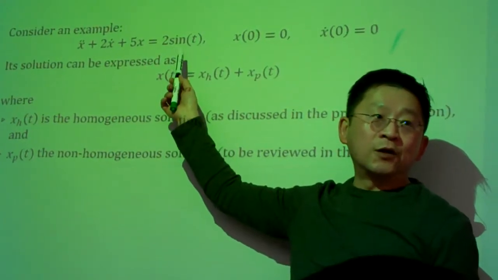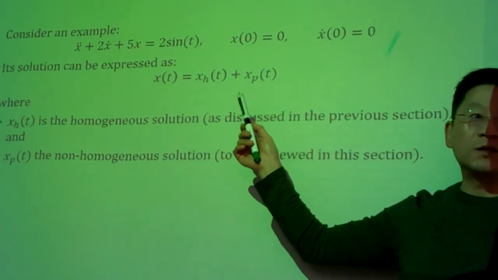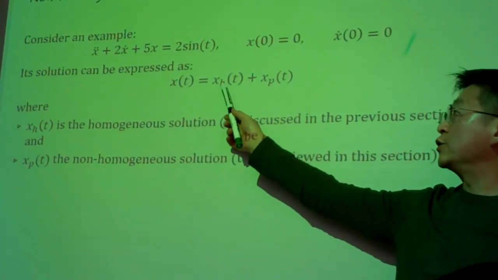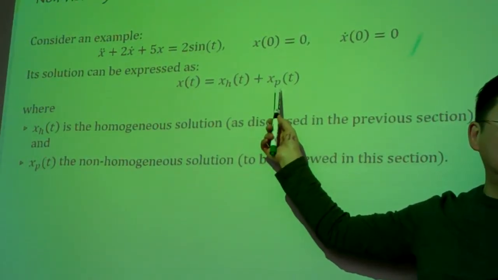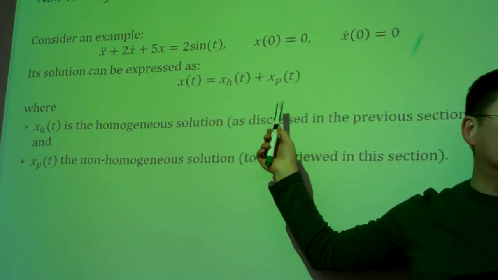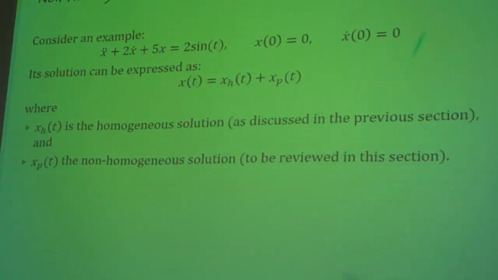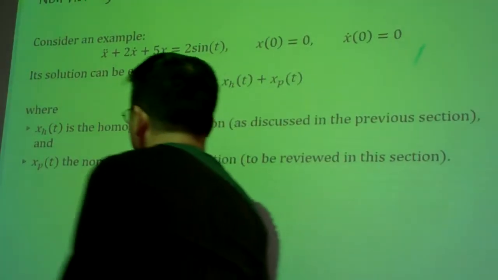For non-homogeneous differential equations, we know the solution must have two parts. One is called the homogeneous solution. The other one is called the particular solution or non-homogeneous solution, depending on the textbook terminology. So that's the definition here. And how to solve for this?